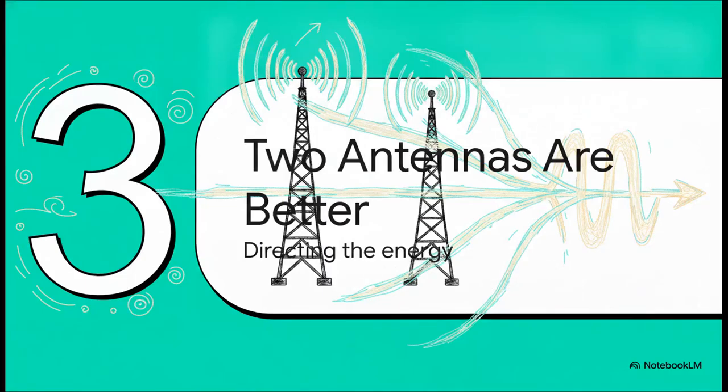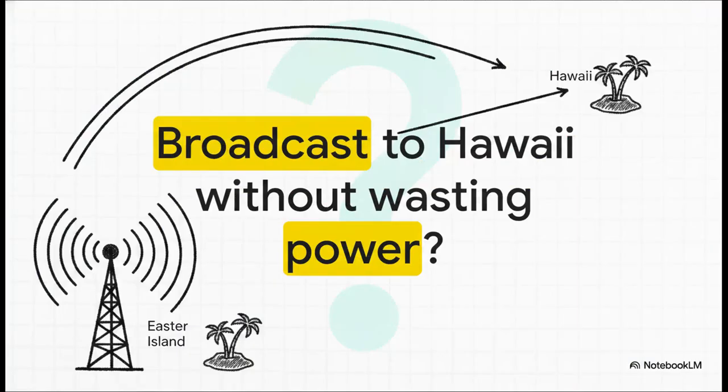Which brings us to Section 3, 2 antennas are better. We know how a single wave acts, and we know it carries energy forever. So let's transition from that foundational physics to the real-world application of multiple interacting waves. Here is our practical radio dilemma. Imagine you need to broadcast a signal to Hawaii. How do you pull that off without wasting half of your precious power blasting a signal completely backward towards Easter Island? If you just use one antenna, the energy spreads out everywhere. We desperately need to direct it.